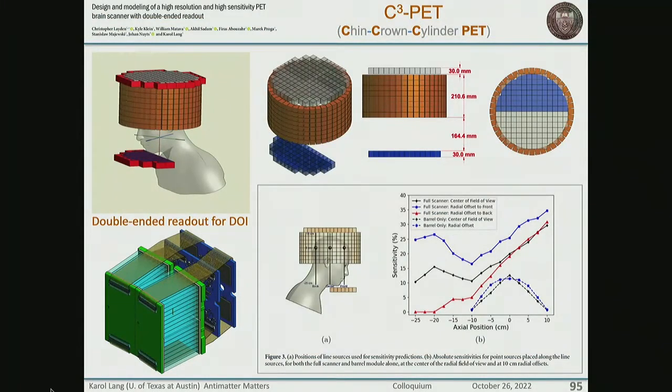So then we started looking at really improving this and said, okay, how about if we have 3 panels in addition to the cylinder in the middle? I have a top panel, which we sometimes call the crown, and a bottom chin. And all of that in 3 parts would also have a readout from both ends of each crystal. Remember depth of interaction? The way to accomplish it is to read it out from both ends, because the distribution of light at the 2 ends tells you where the interaction occurred within the crystal.